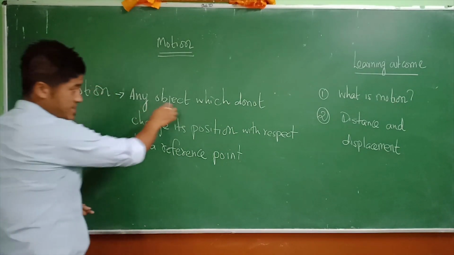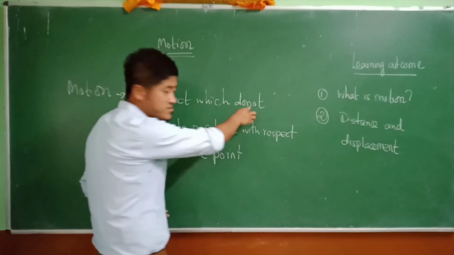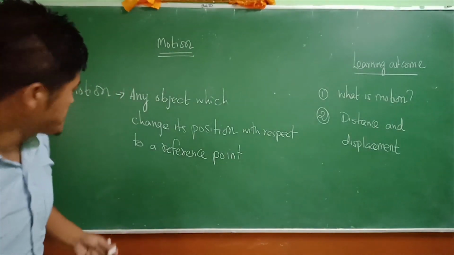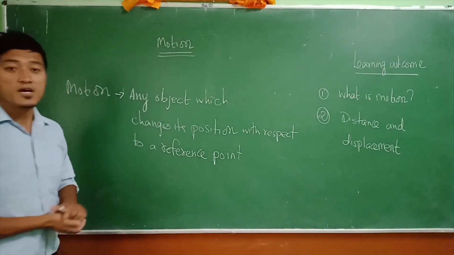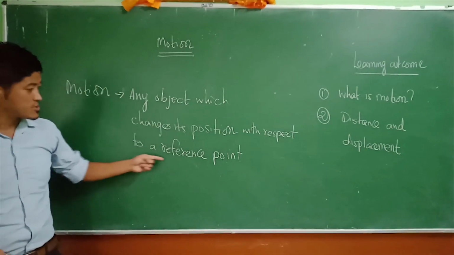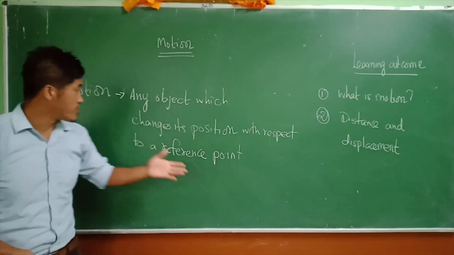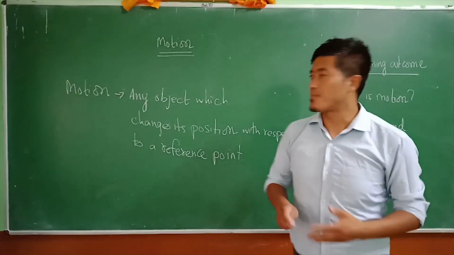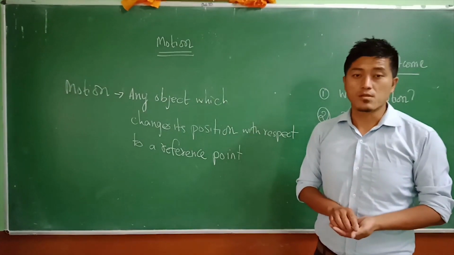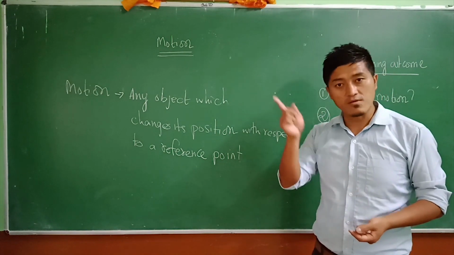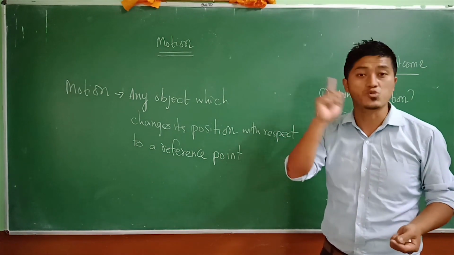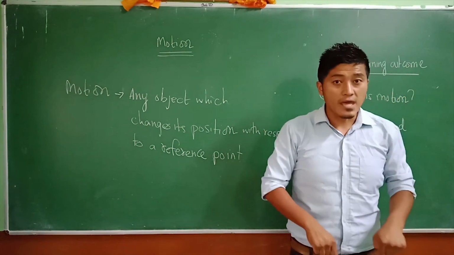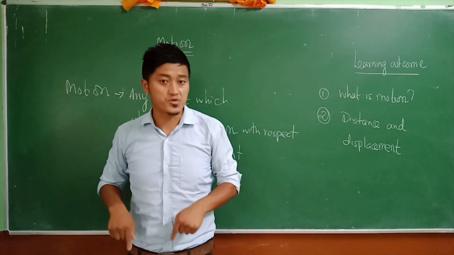Motion. Any object which changes its position with respect to a reference point is referred to as motion. So we have so many different kinds of examples in the case of motion. For example, we can have the fan moving, the blades of the fan moving from one position to another position. You can see me standing from position A to position B also. This is a motion here.